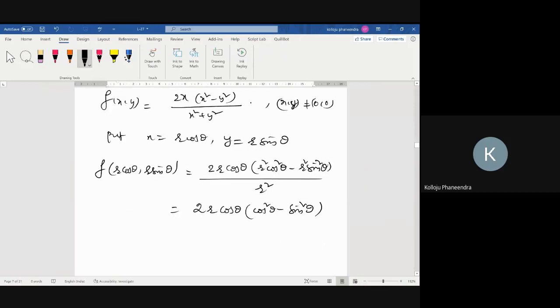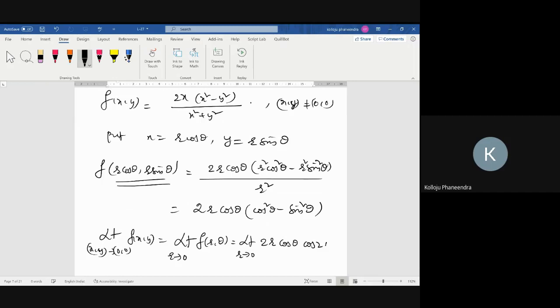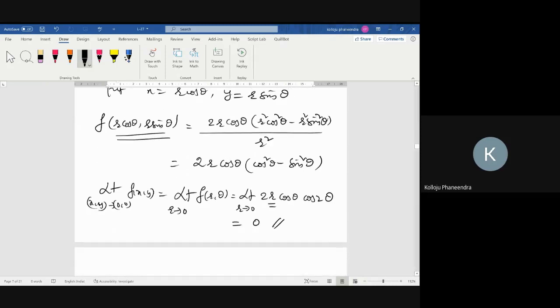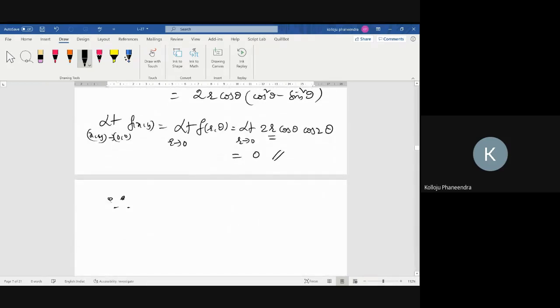So if I apply the limit, limit xy tends to 0, 0 of f of xy is nothing but limit r tends to 0 of f of r cos theta, r sin theta, which is in terms of r and theta. This is limit r tends to 0 of 2r cos theta, and I can write cos 2 theta. Since r is there, what is this value? 0. Therefore, the limit value is 0. Since limit xy tends to 0, 0 of f of xy is equal to f of 0, 0, f is continuous.